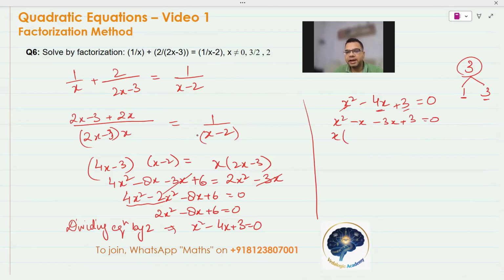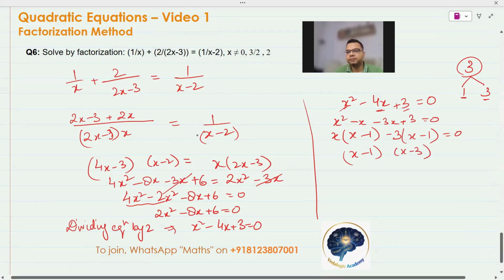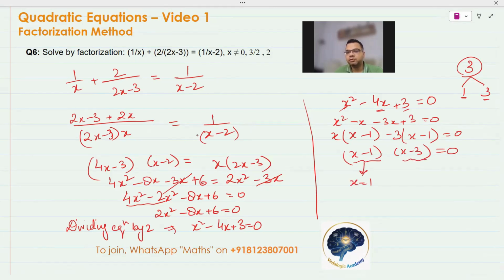So from here I'll take x common, so it becomes x minus 1. When I take minus 3 common from here, it becomes x, and when I divide 3 with minus 3, it becomes minus 1, equals to 0. So here x minus 1 is common and the remaining part is x minus 3 equals to 0. So either this is 0 or this is 0. If this is 0, then x equals to 1. If x minus 3 is 0, then x equals to 3.